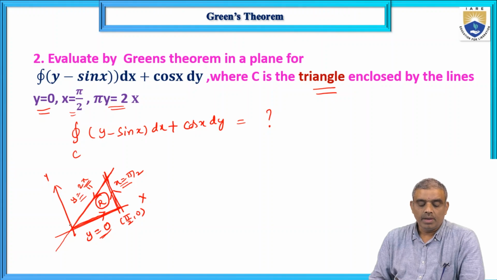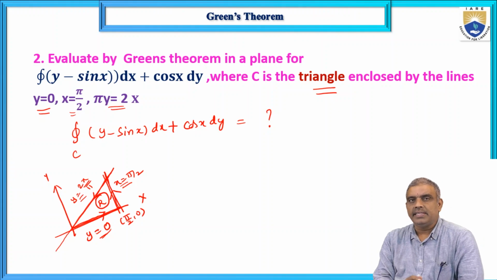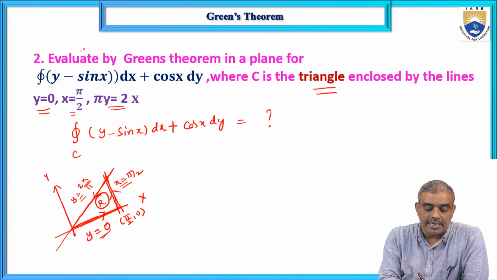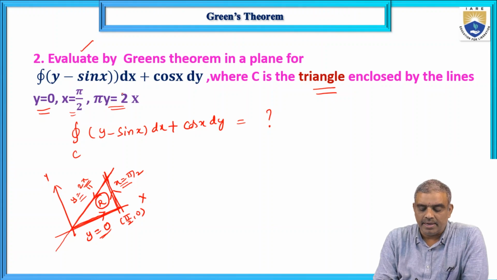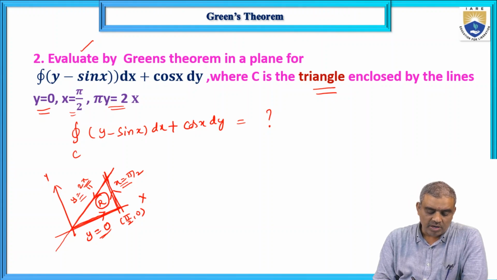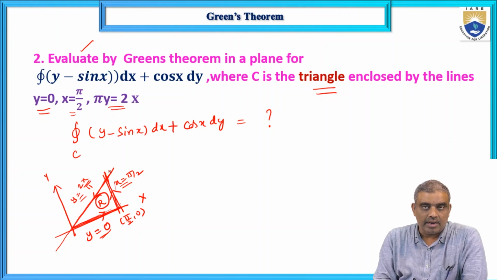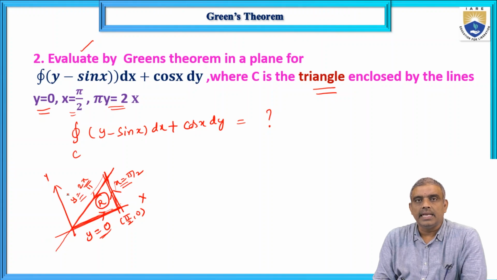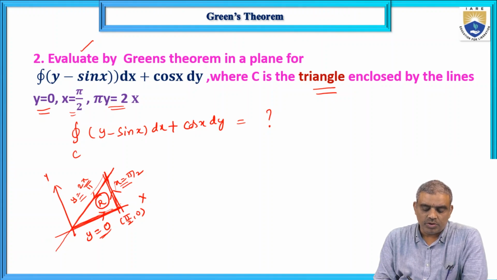But here we need not verify this theorem. Here we have to evaluate using Green's theorem in a plane the line integral where C is the triangle enclosed by these lines. So we need not evaluate the line integral along this, along this, and along this. It is a lengthy procedure. You would have to evaluate like this, like this, like this, and add all these three. It is a lengthy one. So instead of that, we can use the double integral.